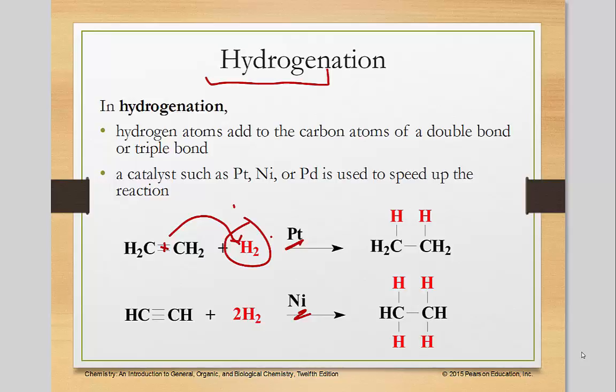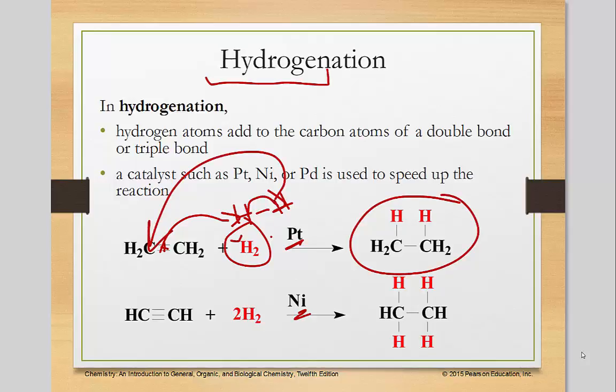We could actually write this like this. It might be a little bit easier to follow. So the bond's broken, attaches to that hydrogen. Then that electron goes around and comes back around. Notice that was a double bond and now it's a single bond. If you have a triple bond there, it goes through this process twice, but it still forms that single bond.